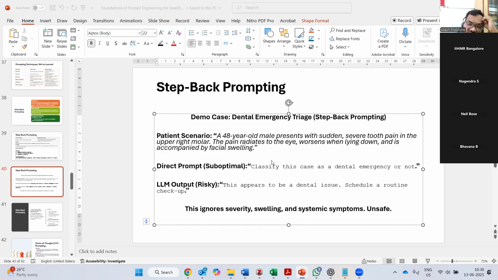Focus on the dental emergencies, because of what we consider as a dentist, or as a healthcare guide, an emergency. There's a patient who is 48 years old, and he has sudden, severe tooth pain in the upper right molar region. Pain radiates to the eye, worsens and is accompanied by facial swelling. So swelling, and you can have sudden and severe as keywords here. Technically, from the dental perspective, yes, this is a dental emergency because there is swelling and the pain is severe.